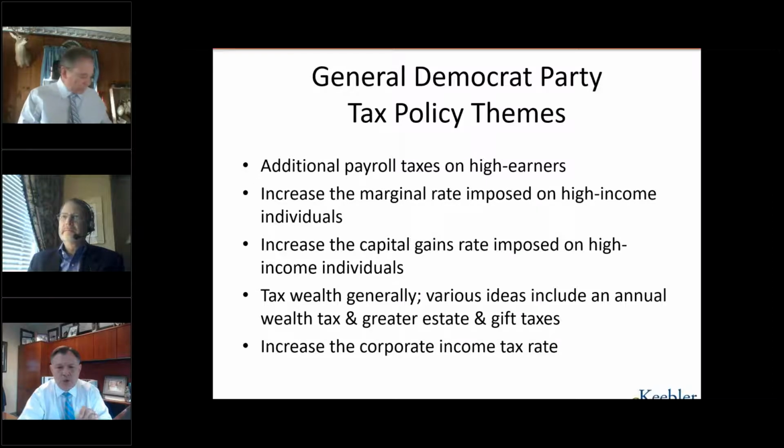So what would you expect if you had a Democratic-controlled Senate? First of all, additional payroll tax on high earners, an increase in the marginal tax rate on high-income individuals, an increase in capital gains rates imposed on high-income individuals. The general theme is to tax wealth, whether through a wealth tax, additional estate taxes, more gift tax, more GST. And a lot of the things undoubtedly in President Obama's Green Book would come back to life.